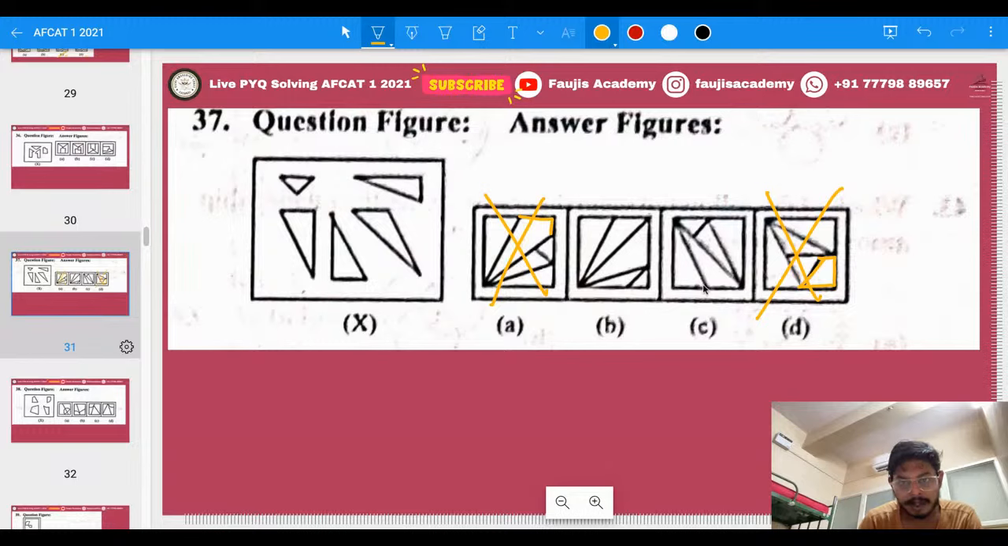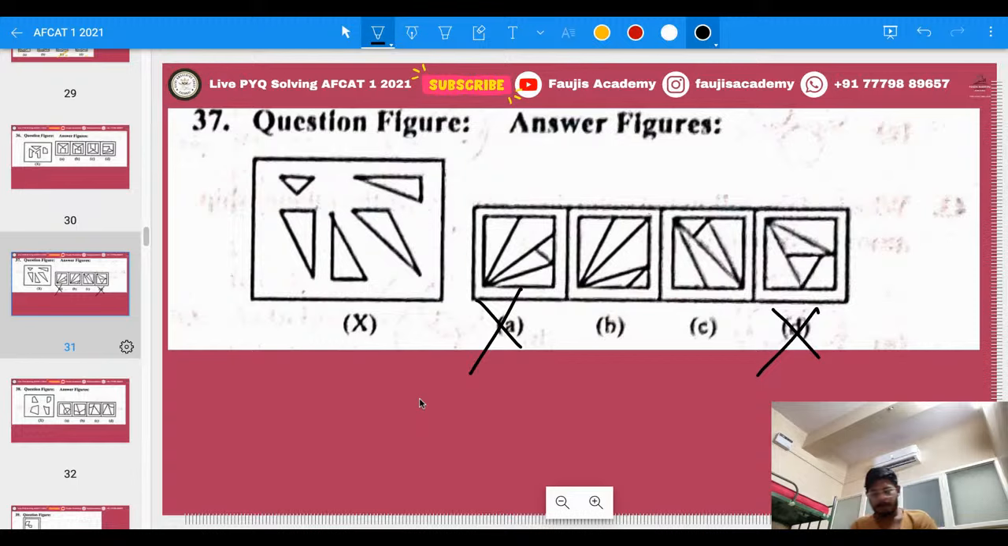Now we are left with these two options. 1, 2, 3, 4, 5. Option A and D are gone already. Option A and D cannot be the answers over here, right?